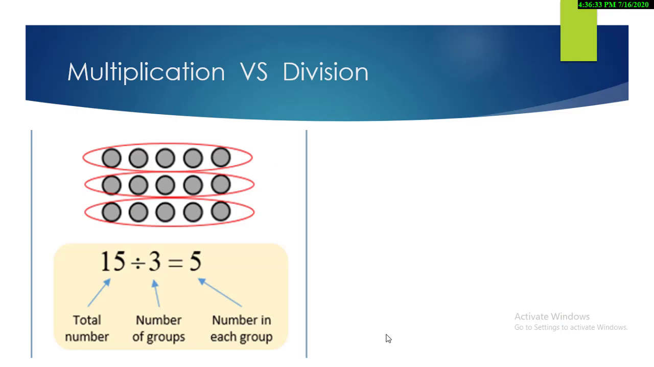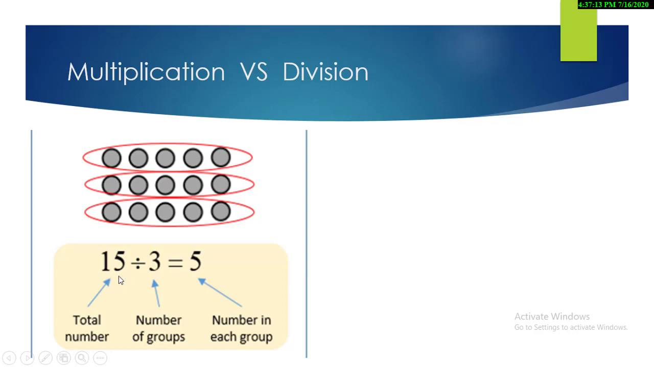Okay, first of all, the thing that I want to explain to you all is the difference between multiplication and division. As you can see, there are a total of 15 balls. So 15 is given over here. I'm going to read the 3 times table and you will stop at the number 15. Let's read it with me. 3 ones are 3, 3 twos are 6, 3 threes are 9, 3 fours are 12, 3 fives are 15. Okay, we finally reached the number 15.